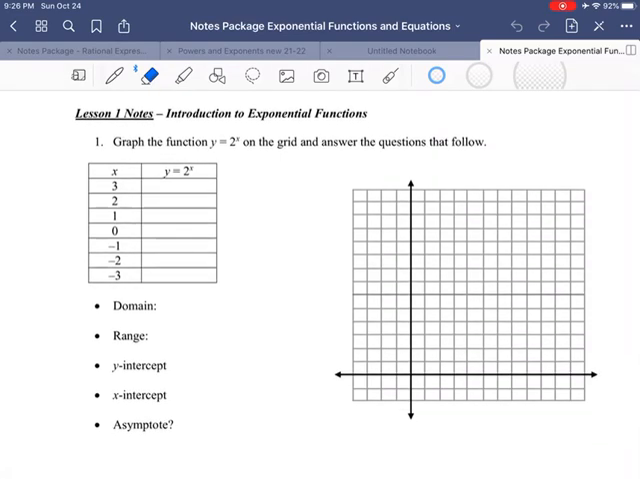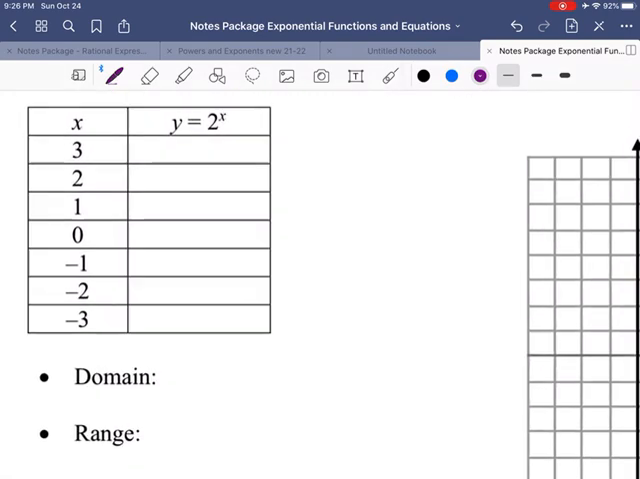Okay, lesson 1, Introduction to Exponential Functions. So the graphing calculator obviously is going to be super helpful in this unit, mandatory in this unit, but we're going to do some stuff by hand first before we get into the tech, just to hopefully show you what we're working with. So let's graph this function, y equals 2 with an exponent x.